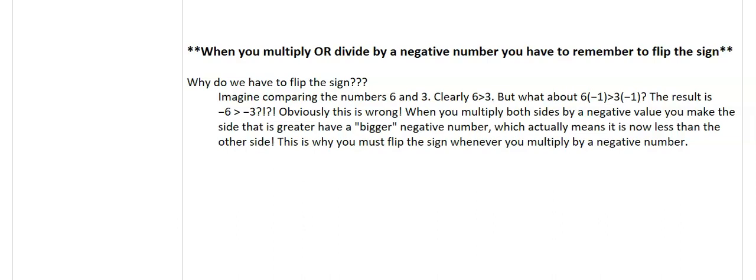So imagine you're comparing the numbers 6 and 3. Clearly 6 is greater than 3, but what about 6 times a negative 1 is greater than 3 times a negative 1? The result would be that negative 6 is greater than negative 3, which we know is wrong. So when you multiply both sides by a negative value, you make the side that is greater have a bigger negative number, which actually means that it is now less than the other side. So this is why we must flip the sign whenever we multiply or divide by a negative.